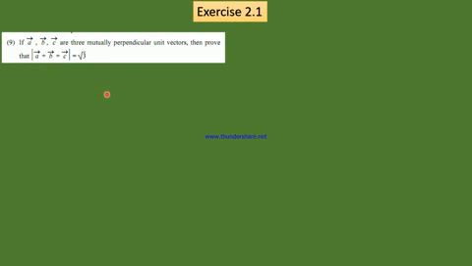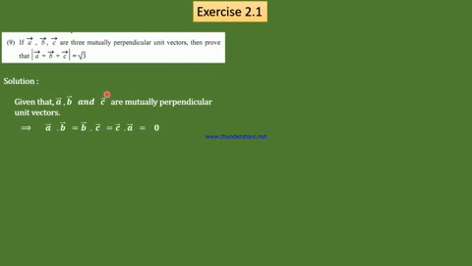Since they are asking about three vectors, modulus and root 3, we need to prove it as root 3. Just take the given vectors A, B and C, which are mutually perpendicular unit vectors. If they are mutually perpendicular to each other, then A dot B, B dot C, C dot A is equal to 0. So then take the identity formula, A plus B plus C the whole square, that is A square plus B square plus C square plus 2 times A dot B, B dot C and C dot A.